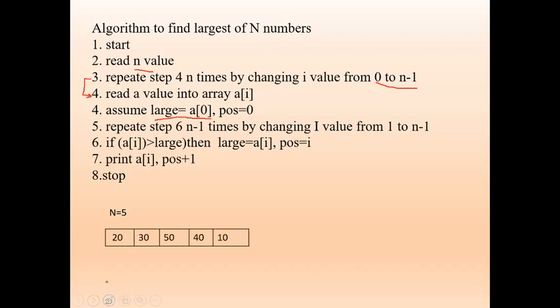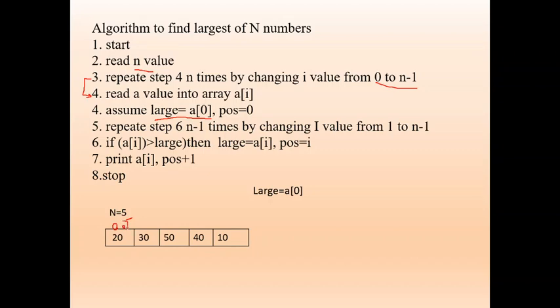You see here, I am reading the array values like this. For example, you say 20, 30, 50, 40, 10. I am assuming that n is 5 and I am reading 5 different numbers. And I am considering the largest number as the first number. So what is my A of 0 here? This is A of 0.